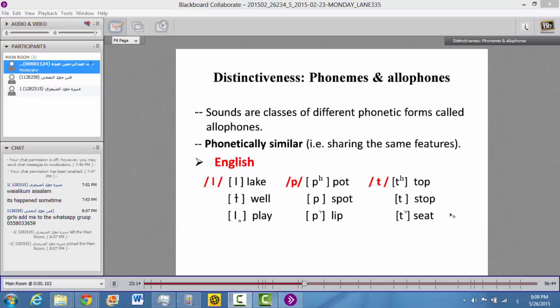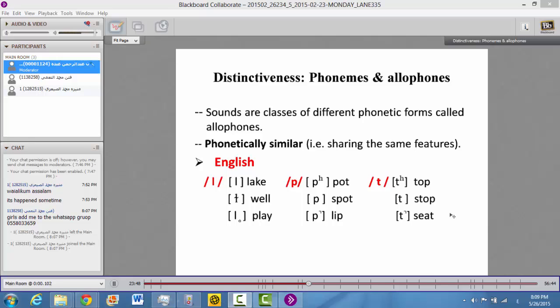For example, the sound pa. It features voiceless, bilabial, stop. Look at the example in the middle. Pa in pot is aspirated. Pa in spot is not aspirated. And pa in lip is unreleased pa. So these pa, aspirated, unaspirated, and unreleased, are variants of the phoneme pa, which is given in red.